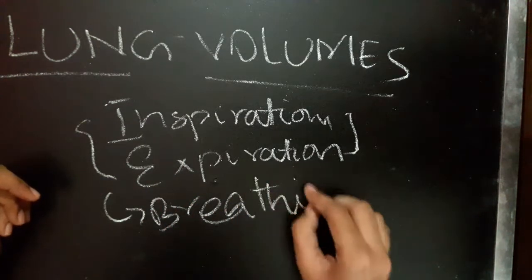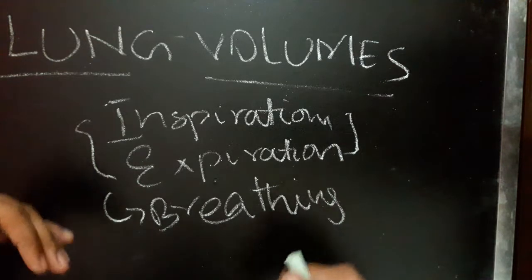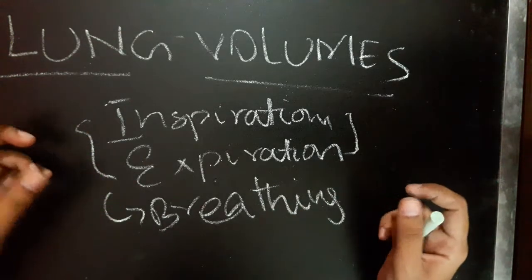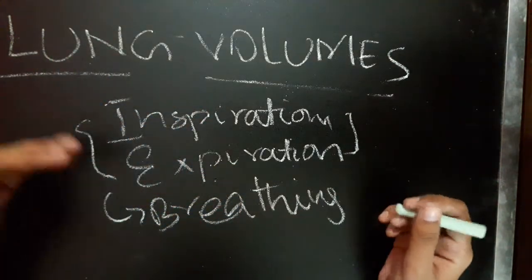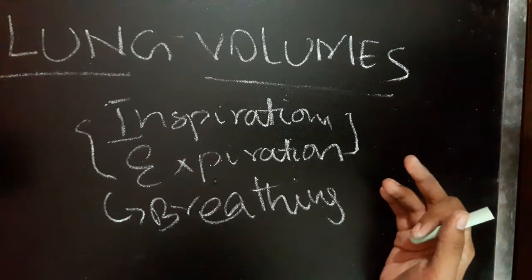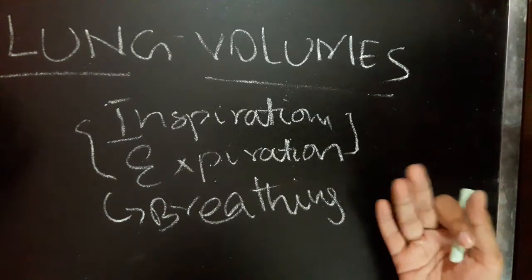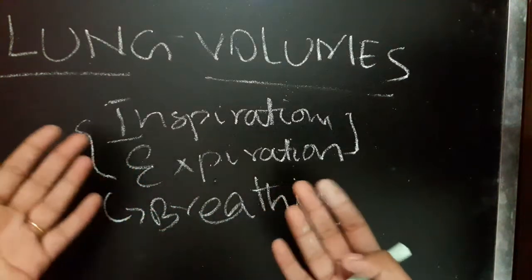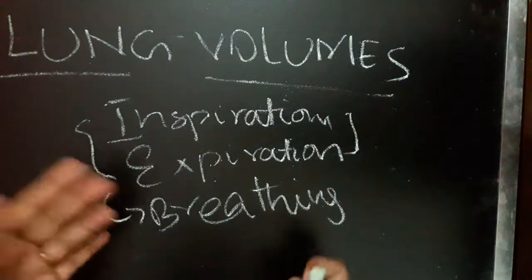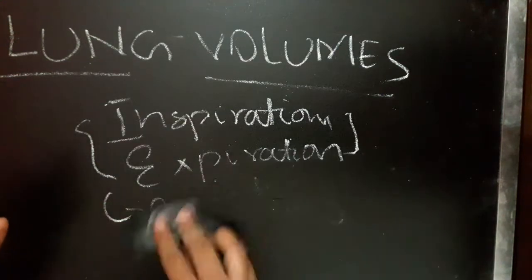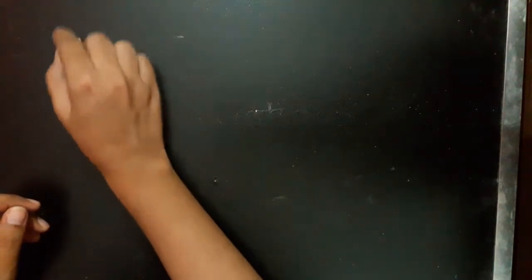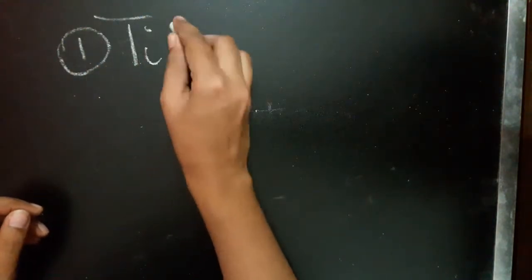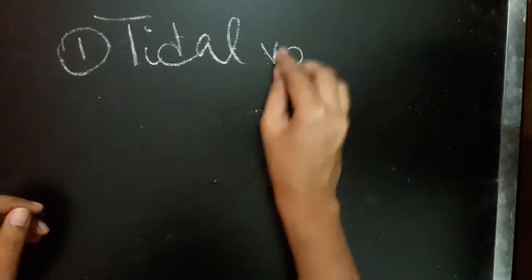Whenever we are taking some air in or giving some air out, we are doing it in a certain amount, right? For example, if you take 300 milliliter of air in and give 200 milliliter of air out, this amount is basically the volume of air that you will inspire or expire. Now your lungs have different lung volumes, the volume of air that you can inspire or expire. The first volume that we will discuss is something known as tidal volume.